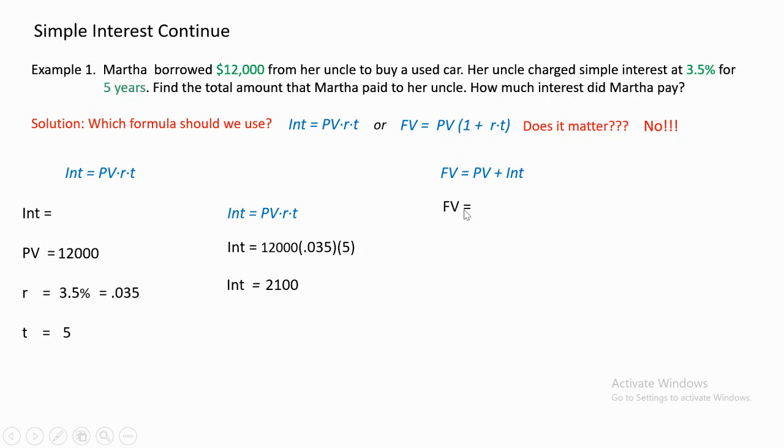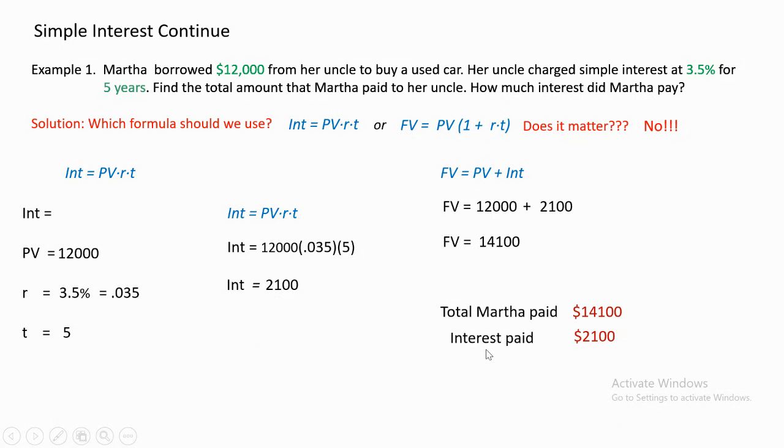Now, let's see how much money was in the future. For the future value, it's going to be the present value plus the interest. So Martha has to pay back the original 12,000 plus the interest, which is 12,000 plus 2,100, which would be a total of $14,100. That's how much she has to pay back. So total Martha paid is 14,100, and the interest paid is 2,100.